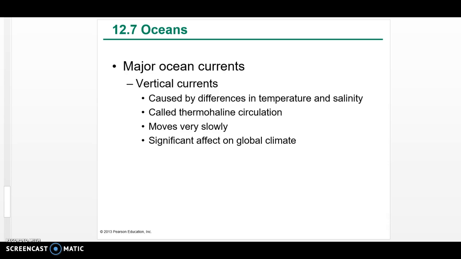If all the glaciers melt, they add fresh water into the oceans. Fresh water doesn't have any salt in it. So if you add fresh water to salt water, you're going to change the salinity of the oceans. You're actually going to dilute the oceans, so they are going to have less salinity. When that happens, they're going to change these vertical currents, and these vertical currents significantly affect the global climate. So the global climate is going to change. Global warming changes the global climate.